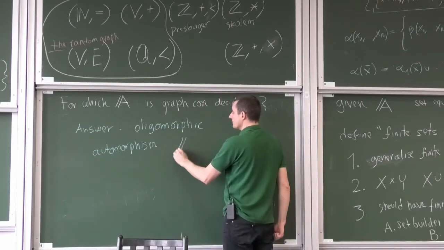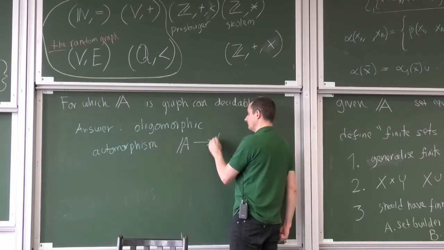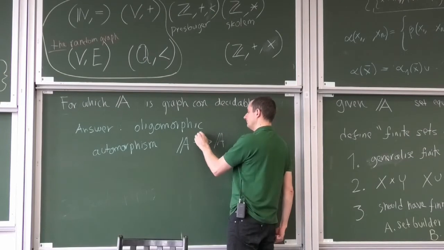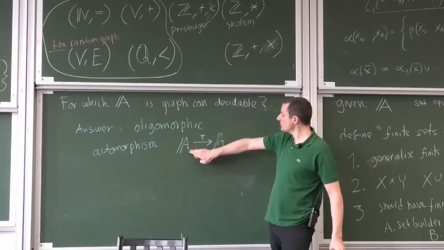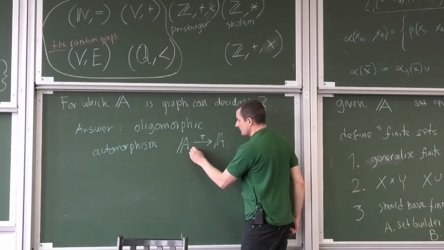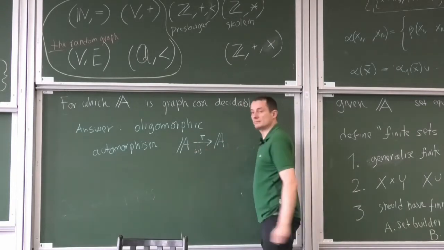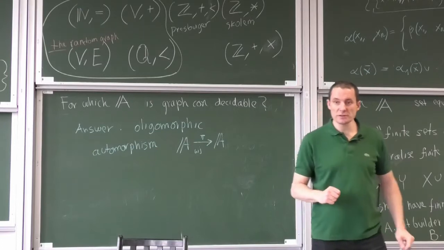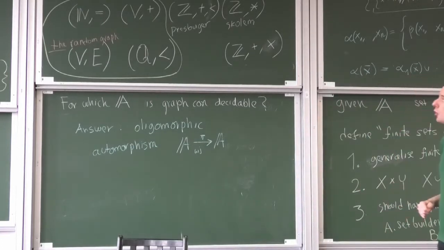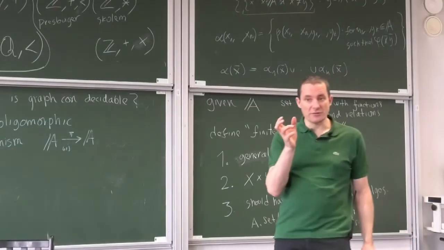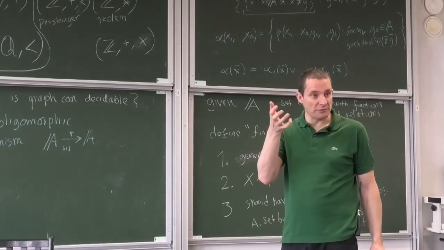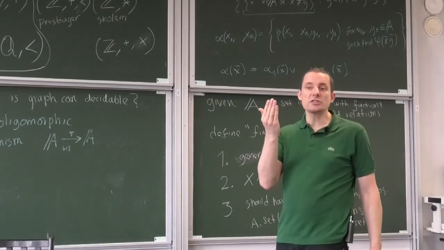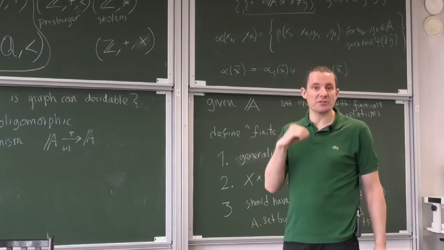So, an automorphism of a structure is a bijection of its universe. So it's a permutation of the universe which respects all of the relations and functions, which is an isomorphism of the structure with itself. So who does not know what an isomorphism for structures is?